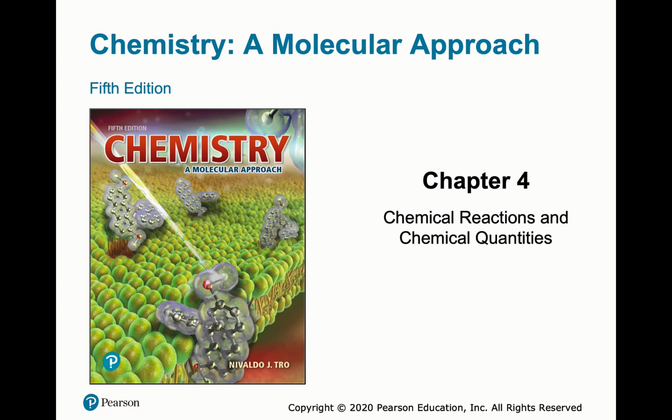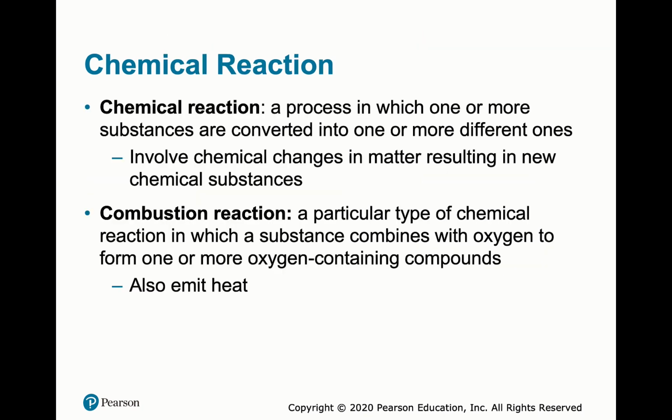For chapter 4, we're going to talk about chemical reactions and chemical quantities. A chemical reaction is when a new compound is formed, and it usually involves an exchange of atoms. But you can have other things, like a precipitation reaction, where not necessarily atoms are exchanged, but ions form new compounds.